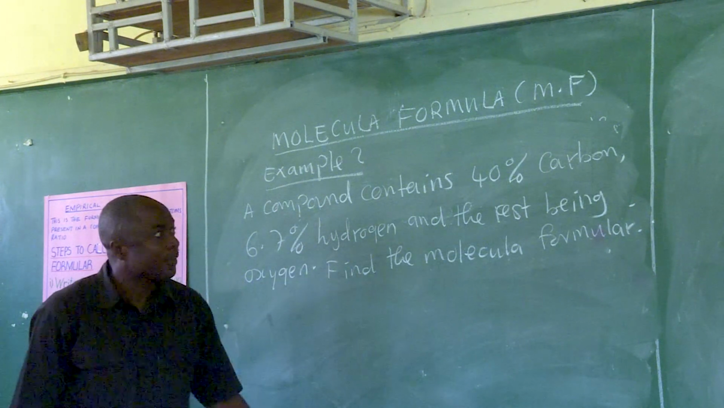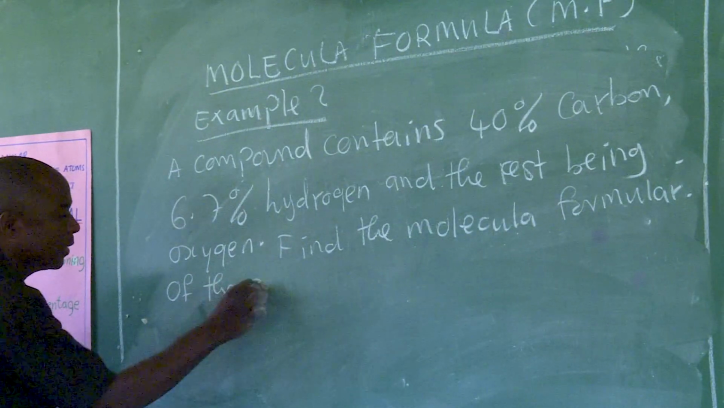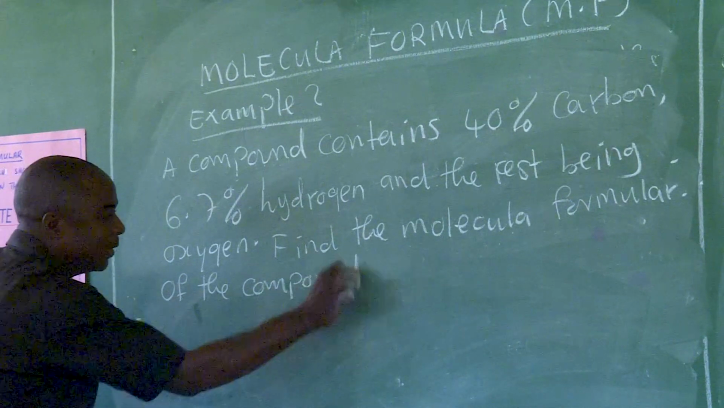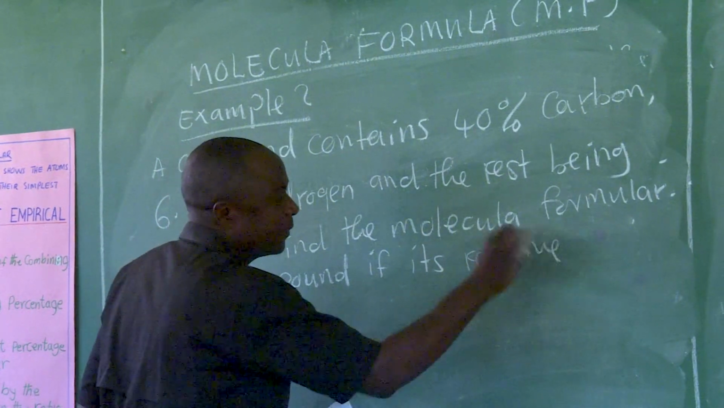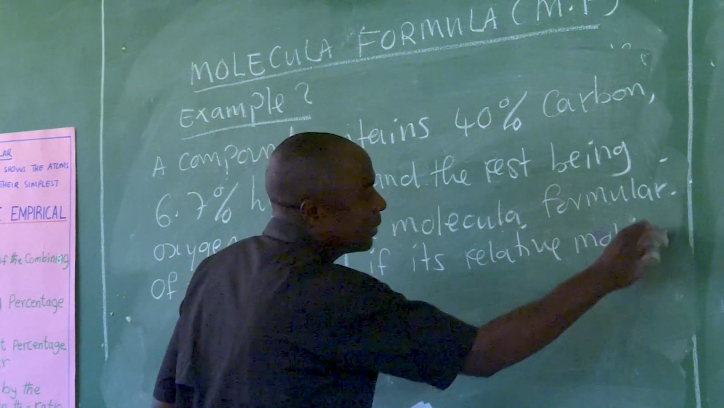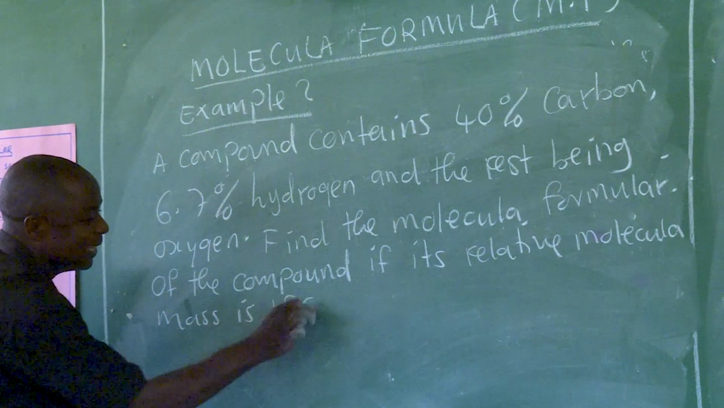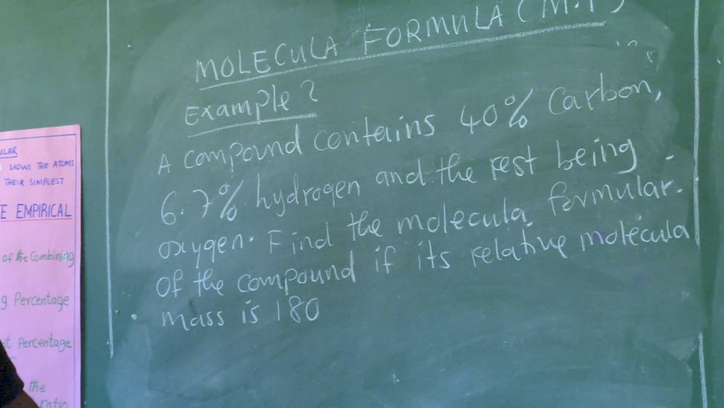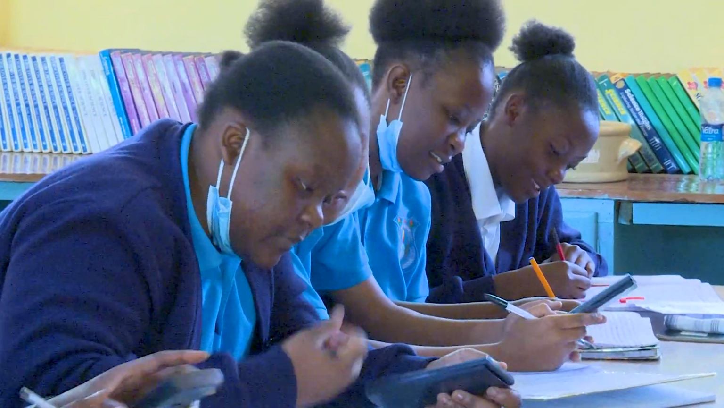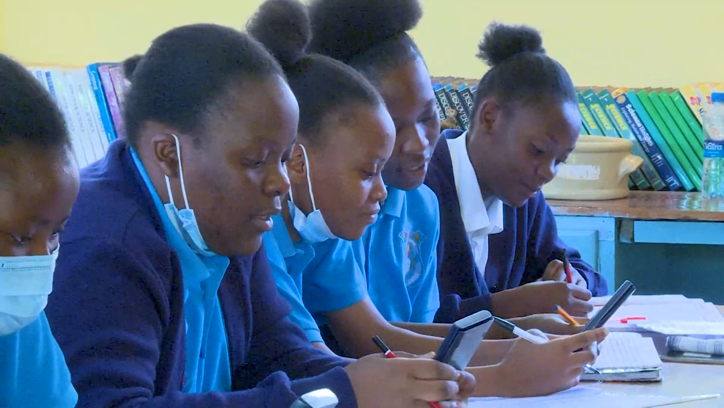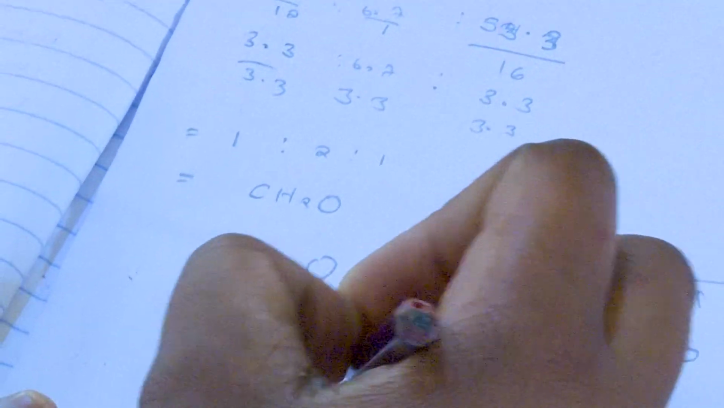Go through it. Find the molecular formula of the compound if its relative molecular mass is 180. We have a minute to go.